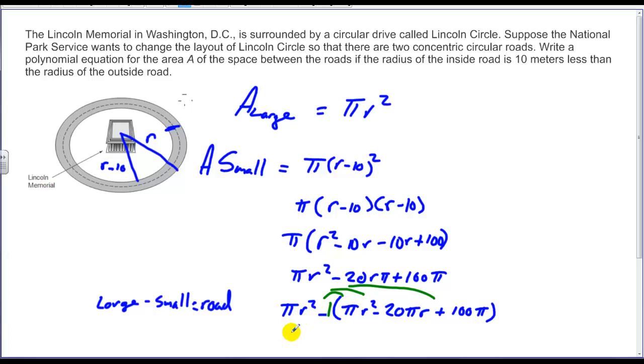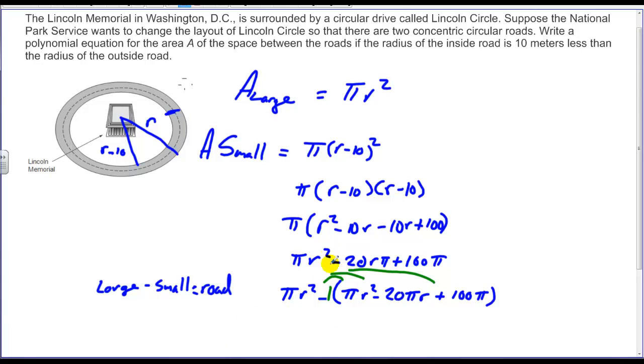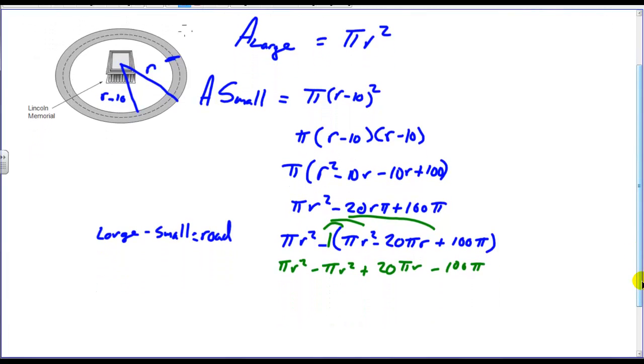So what I have is pi r squared minus pi r squared plus 20 pi r minus 100 pi. The pi r squareds are like terms, so in this case those will go to 0, and I'm left with 20 pi r minus 100 pi.